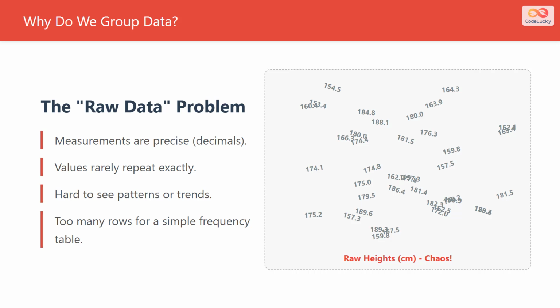Why do we need to group data? Imagine measuring the height of 100 plants. You might get precise values like 152.4 or 160.1. Because these numbers are so specific, they rarely repeat. This gives you a long, messy list of numbers where it is nearly impossible to spot any patterns.